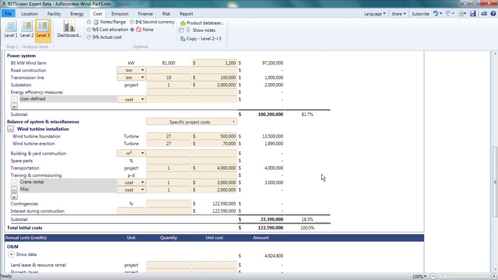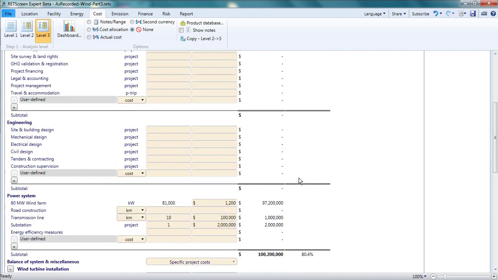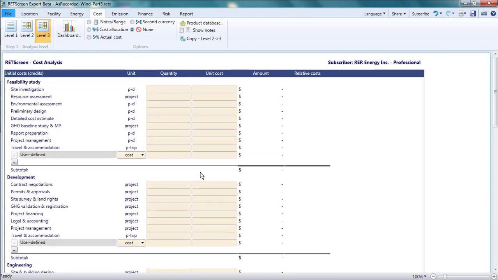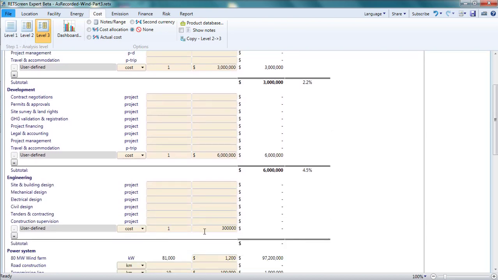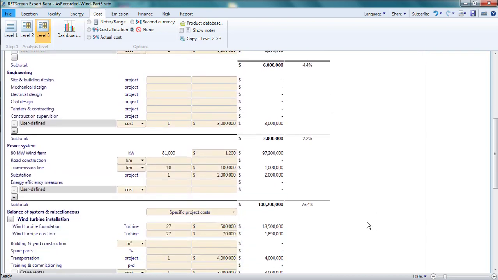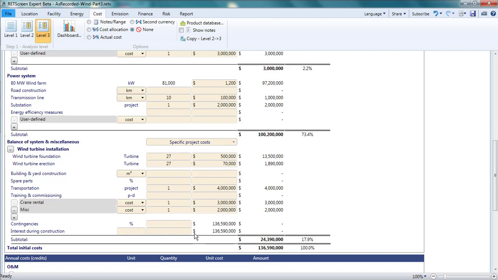So far, I've included costs that could occur during construction and commissioning, but there are other expenses too. Going to the top of the cost page, I'll enter $3 million for a feasibility study, $6 million for development, and $3 million for engineering. Finally, at the bottom of the initial cost section, I'll enter 5% for contingencies, as might be typical in an analysis for a wind farm.